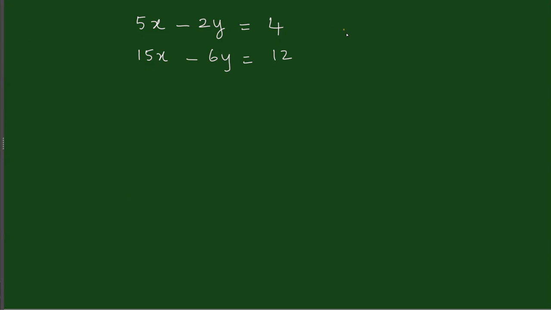So again, we'll do the same thing. Take x as 2 and y as 3. Okay, so this satisfies both the equations. Let's substitute and see. 5 into 2 is 10, and then this 6. 15 into 2 is 30, and then this. Okay, this satisfies. So we have a solution, right? We calculated it mentally.